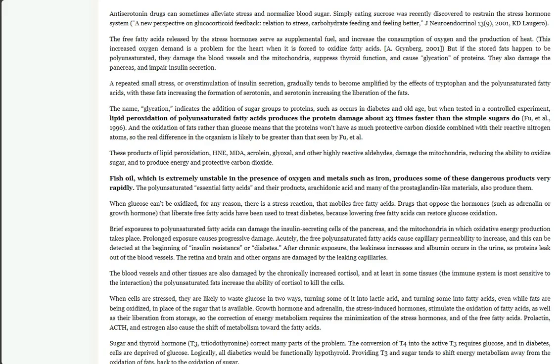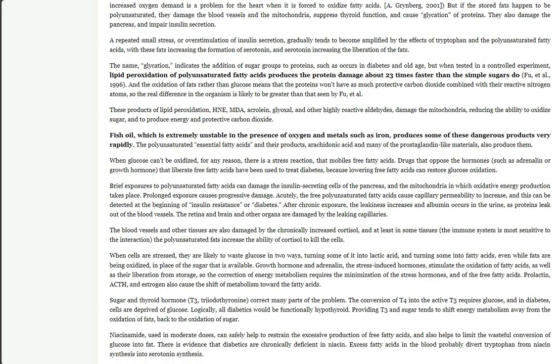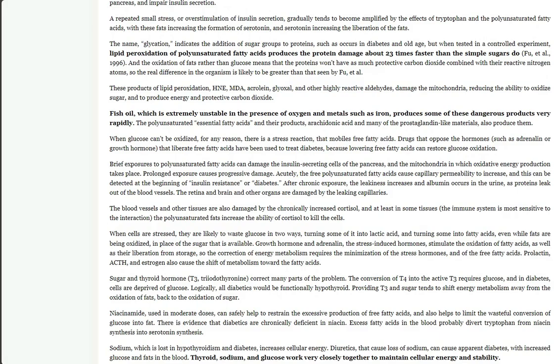A repeated small stress or overstimulation of insulin secretion gradually tends to become amplified by the effects of tryptophan and the polyunsaturated fatty acids, with these fats increasing the formation of serotonin, and serotonin increasing the liberation of the fats. The name glycation indicates the addition of sugar groups to proteins, such as occurs in diabetes and old age. But when tested in a controlled experiment, lipid peroxidation of polyunsaturated fatty acids produces the protein damage about 23 times faster than the simple sugars do.